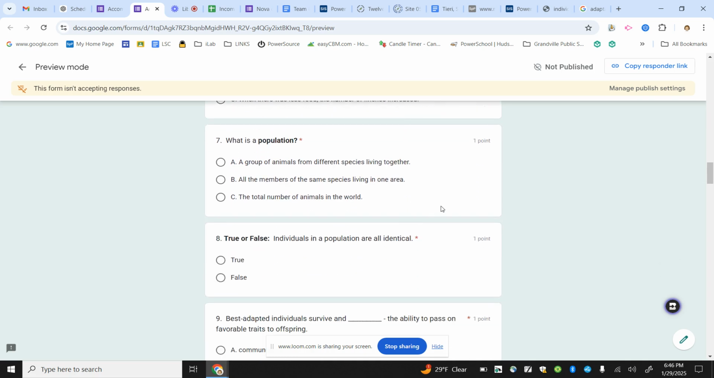Number 7. What is a population? A. A group of animals from different species living together. B. All the members of the same species living in one area. C. The total number of animals in the world.